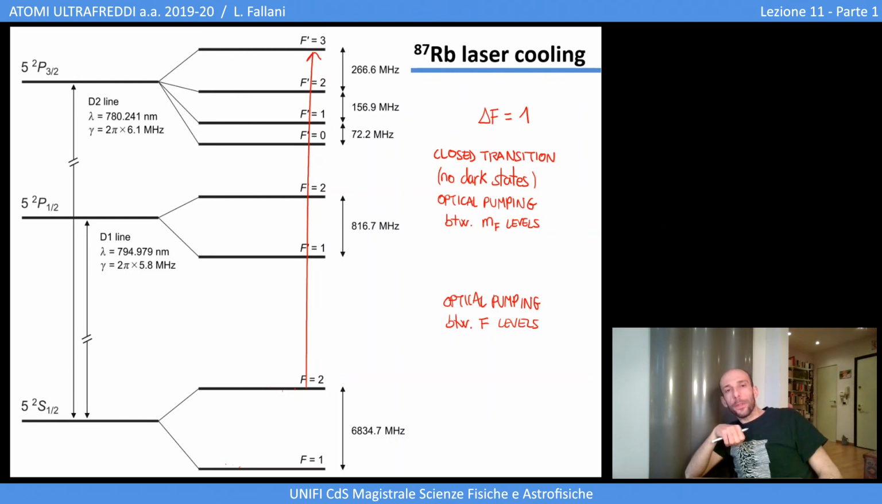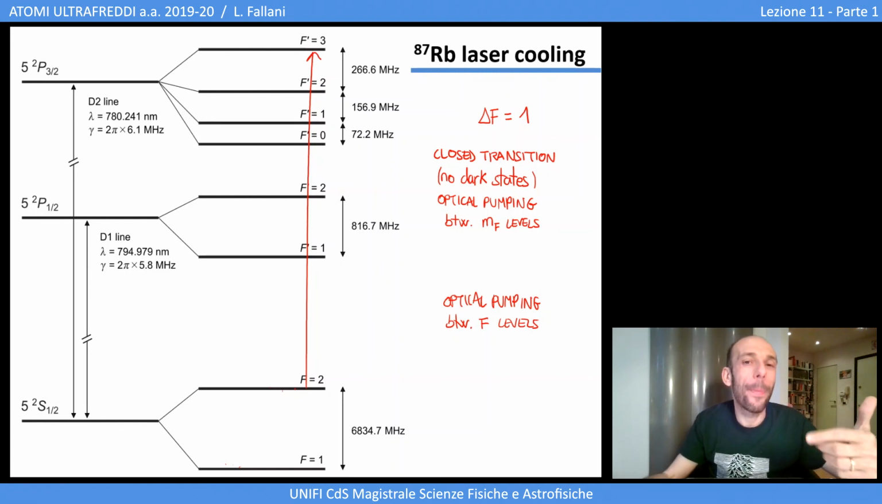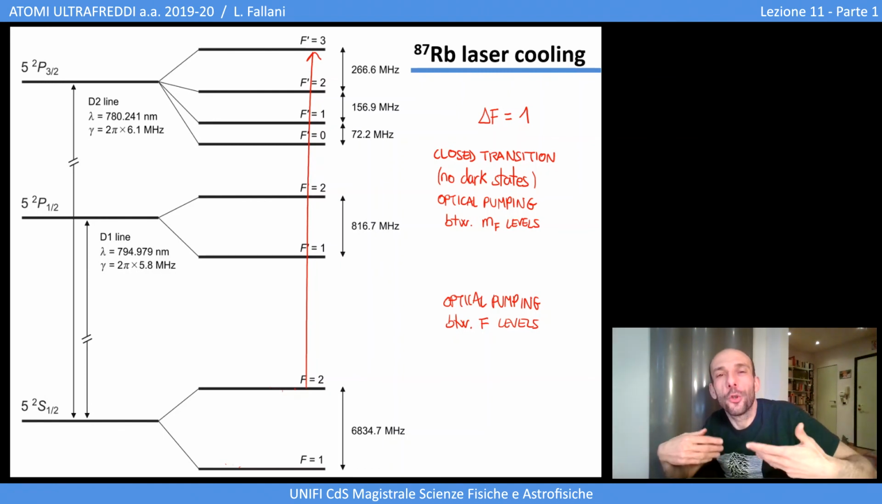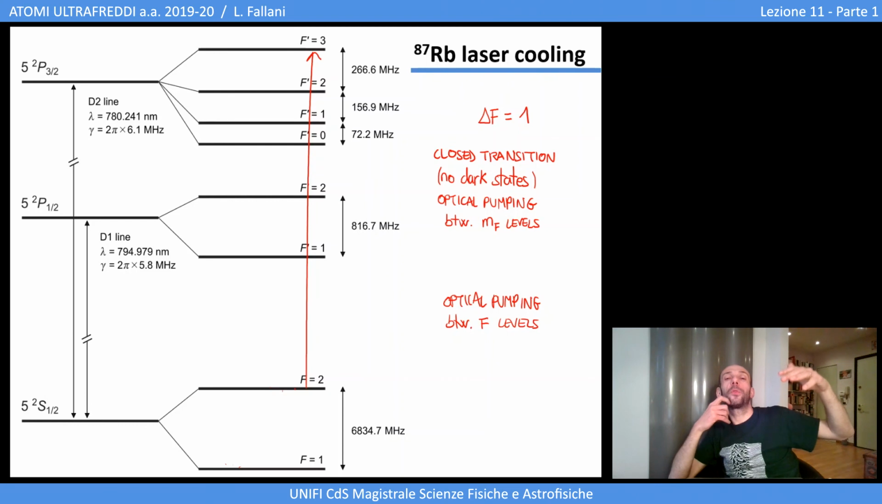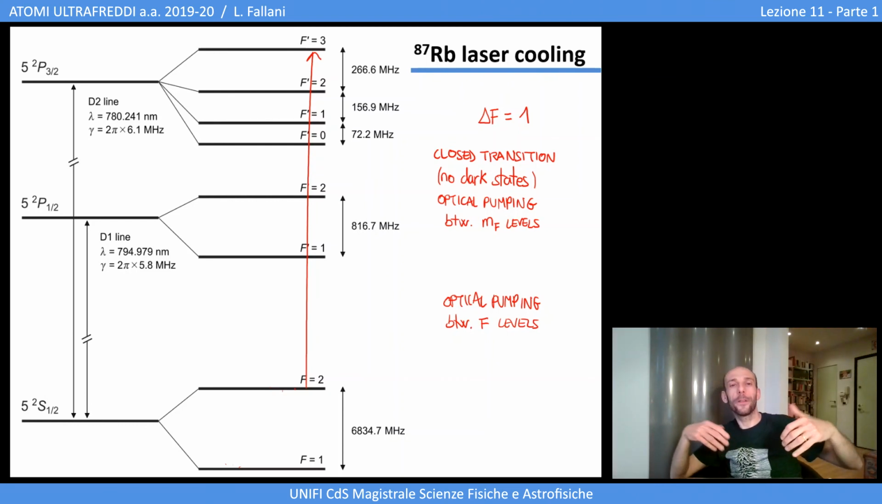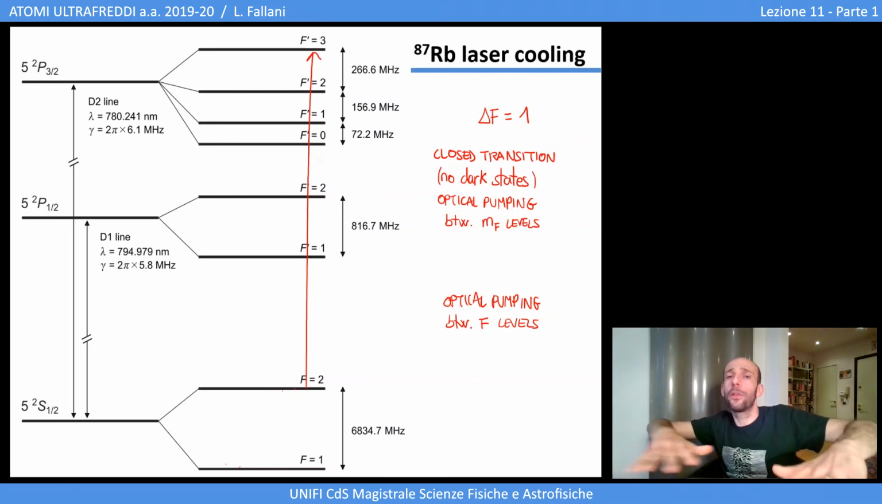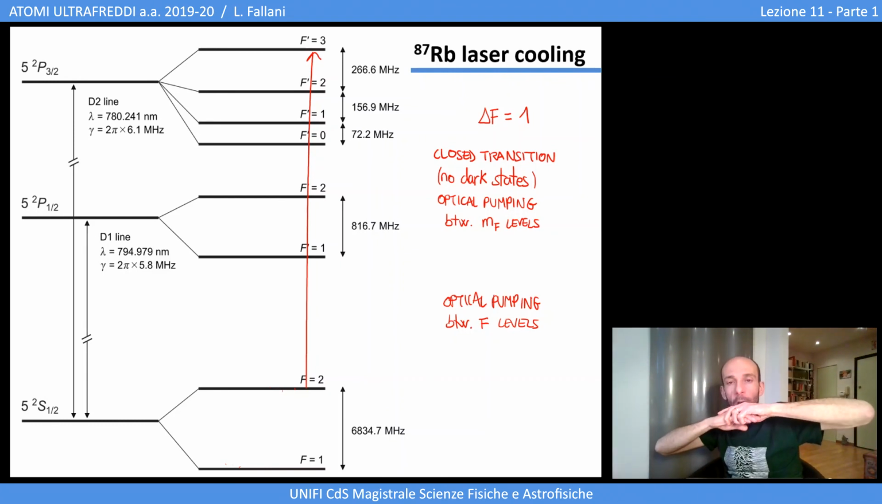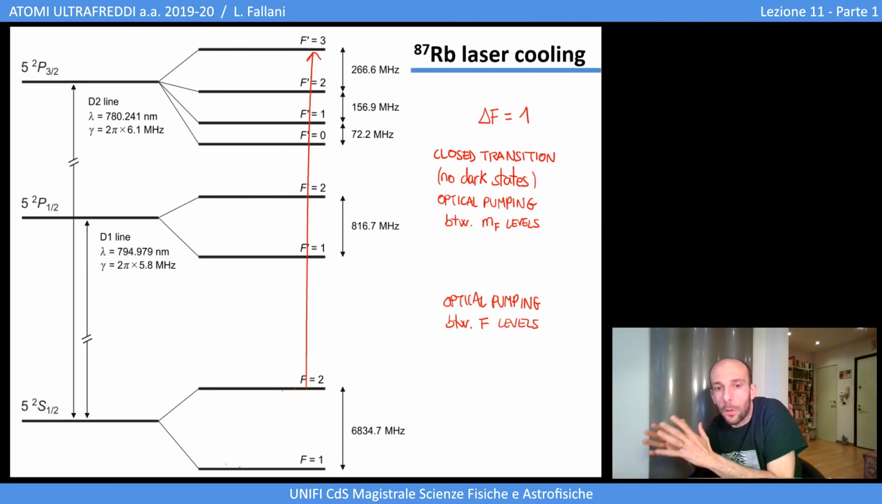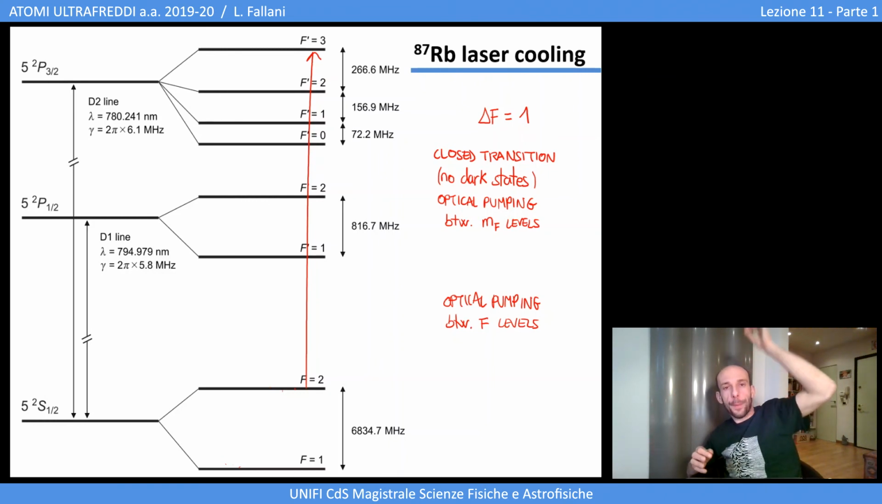Also, this transition has problems. Even this transition has dark states. Why? There is no apparent reason for that. So why should it be like that? I plotted here all the energy levels up to the 2p3 state of rubidium. There are no other intermediate levels where the atom can decay that can provide some branching ratio to some dark states. And we have taken into account selection rules properly. So it seems that really an atom in the f prime equal 3 state cannot decay to other dark states.